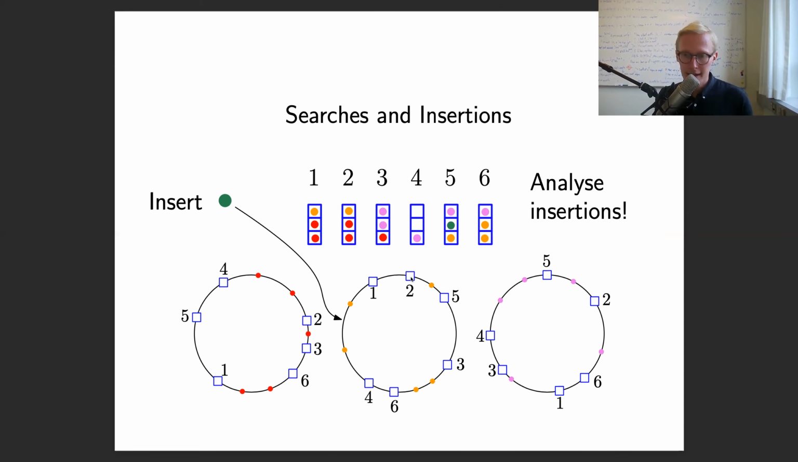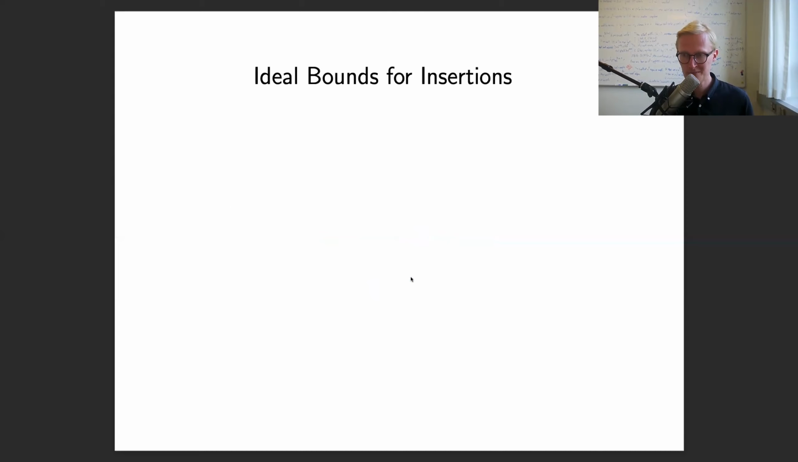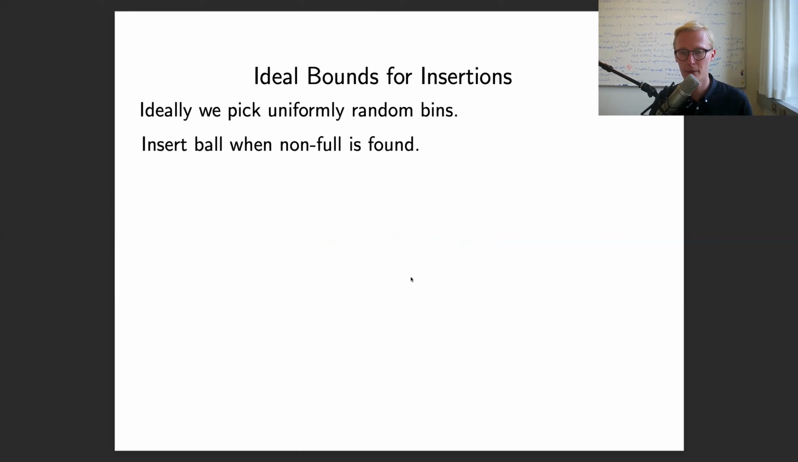And again, it turns out that it suffices to analyze insertions of balls, because deletions of balls and insertions and deletions of bins actually follow from the bounds on insertions. And let us start by talking about the best case, what bounds we ideally could hope for. Let's say we are going to insert a ball into a bin. Then ideally, when placing the ball, we would keep picking uniformly random bins until we found one which is non-full, where we would place the ball.